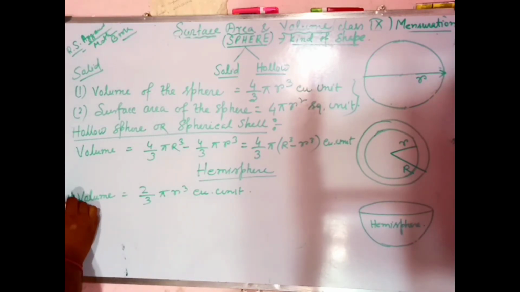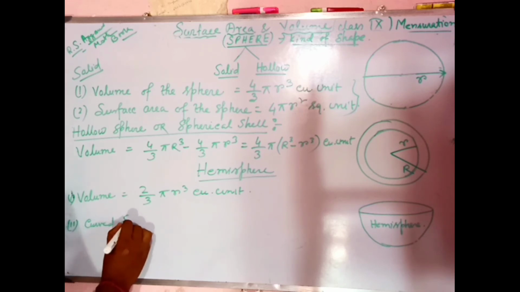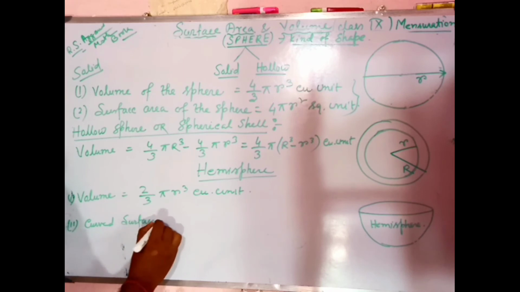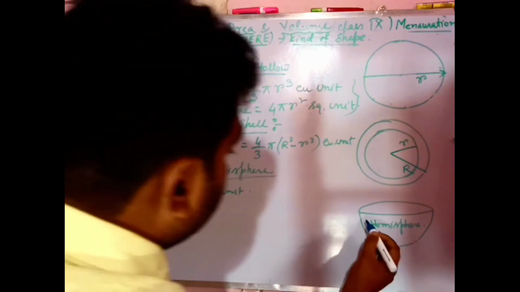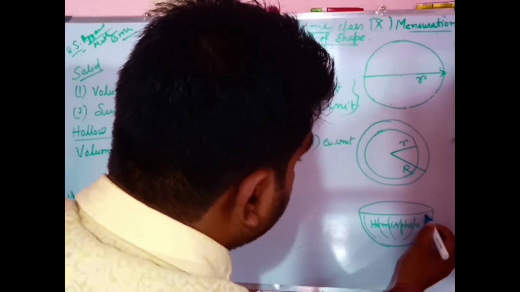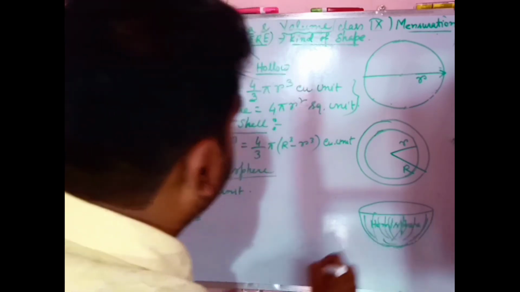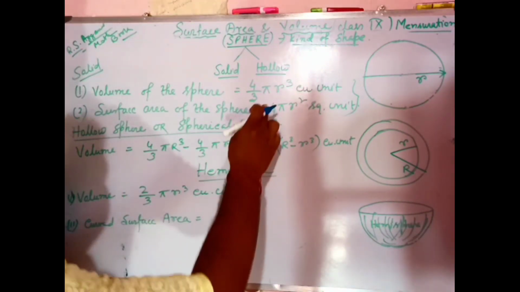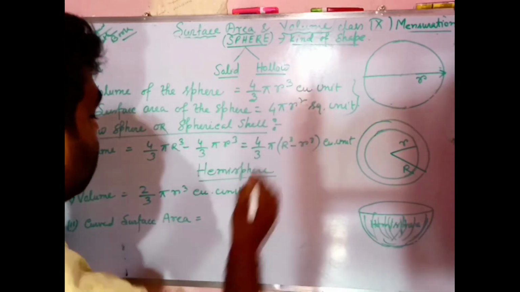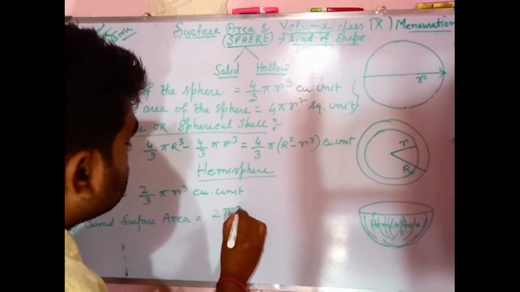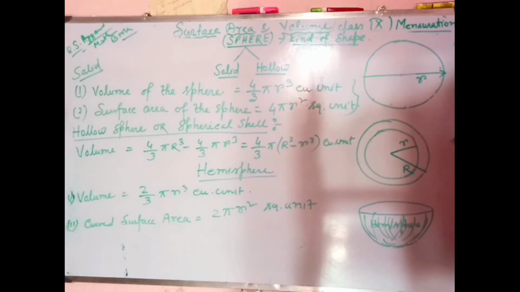Next, curved surface area. What is the curved surface area? Only this area. This is the curved surface area, and what is that? 4 pi r square for the full sphere, and the curved surface area of the hemisphere is 4 pi r square divided by 2, that is 2 pi r square, square unit. Understood?